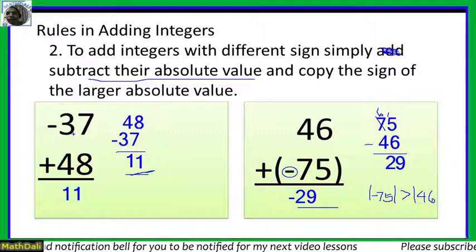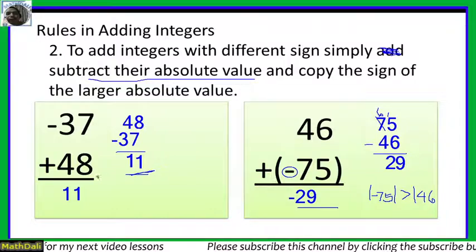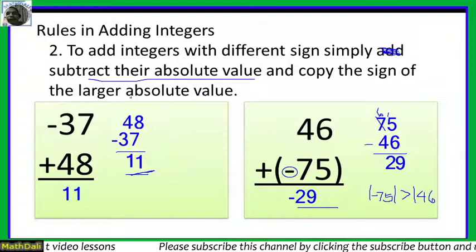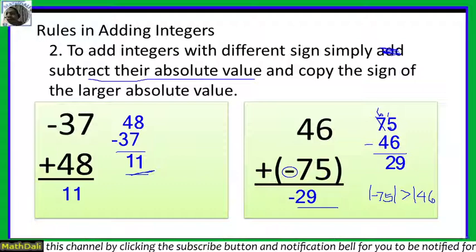Okay, so again, to add integers with different signs, simply subtract their absolute value. So, yung absolute value ng 48, then absolute value ng 37. So, subtract natin. Ayan. Ito yung kanilang difference. Then, kokopyahin nyo yung sign ng mas mataas na absolute value. So, dito naman, yung absolute value ng 46, and absolute value of negative 75, ito yun. Subtract ninyo, that will be equal to 29.